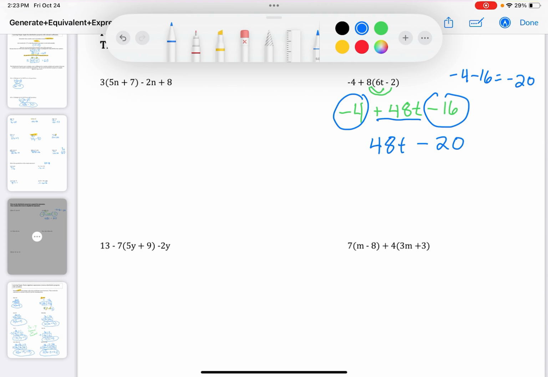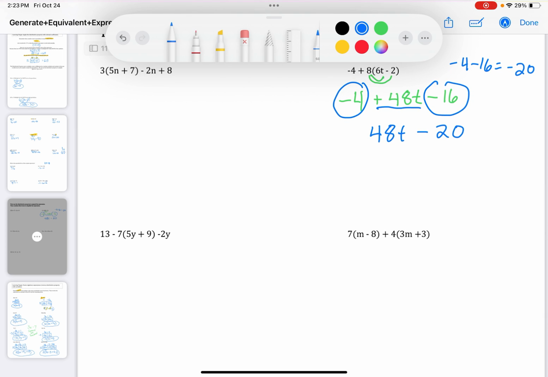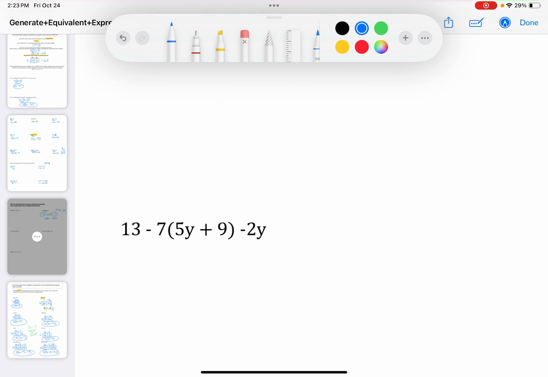All right. The next one, we have terms in front and behind, but there is nothing inside the parentheses that can combine. So I'm going to start writing down left to right, 13 minus, and then I'm going to do 7 times 5y, or I can think of that as negative 7 times 5y. It'd be negative 35y, so it's minus 35y. And then I have negative 7 and positive 9, so that would end up being negative 63 or minus 63. And then finally, I'm not going to forget minus 2y.